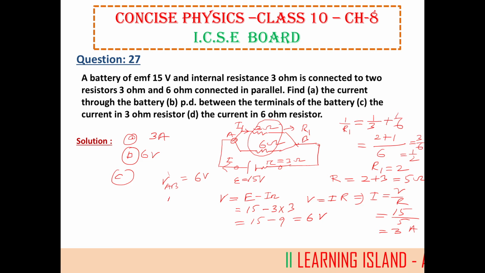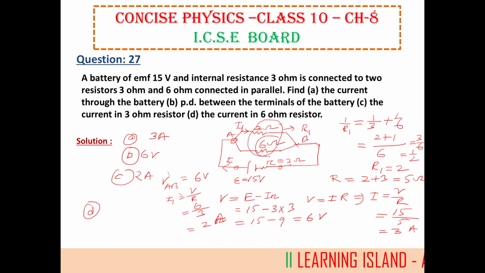if it is I1, I can write I1 equal to V by R, that is V equal to 6 volt, R is 3 ohm, so the current is 2 ampere. So the answer for the current is 2 ampere. So it is clear. Now D, the current in the 6 ohm resistors.